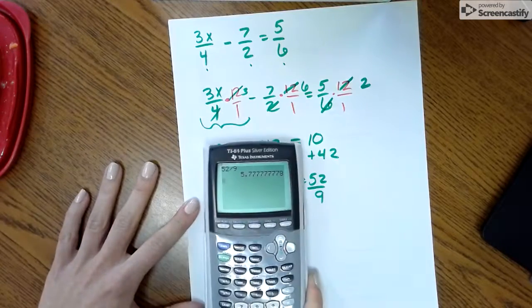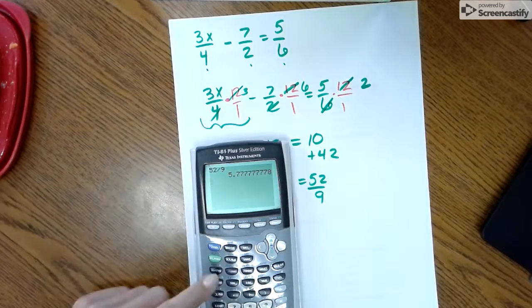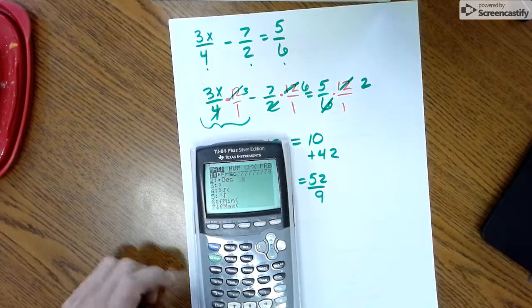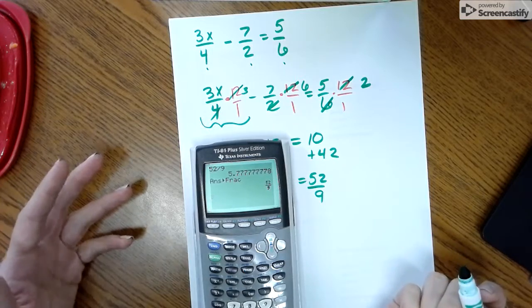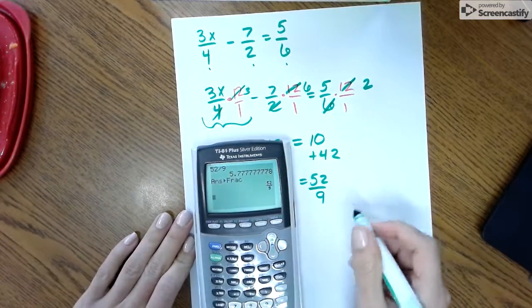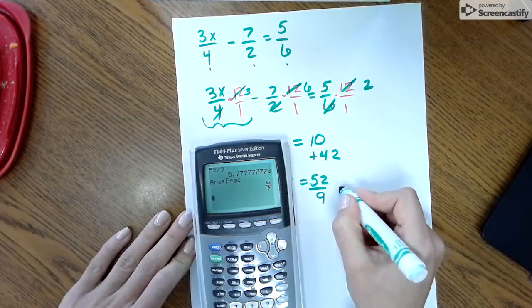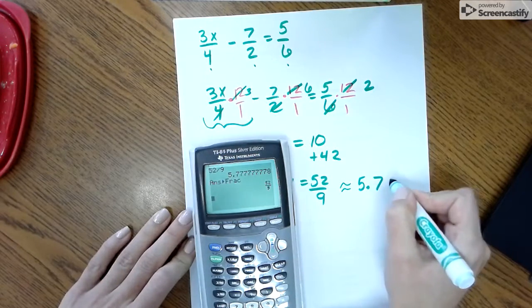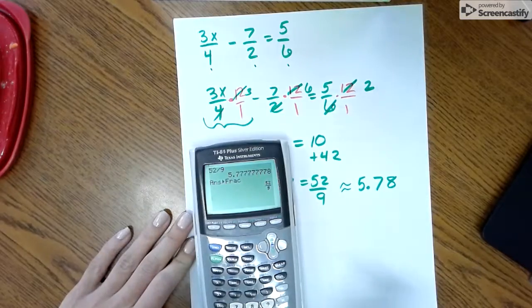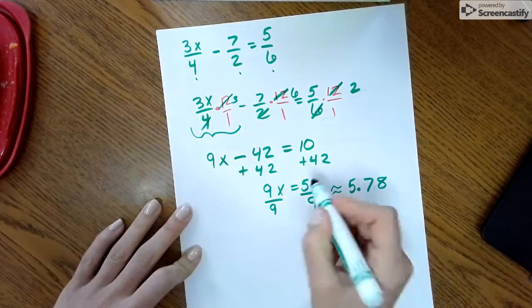So when I type in 52 over 9, I do get a decimal. So I'm going to change that into the simplest fraction by hitting math, enter, enter, and that is the simplest fraction. Okay, so the answer to this one is 52 over 9. The rounded version, or the approximate, would be, if I round to the nearest hundredth, 5.78.